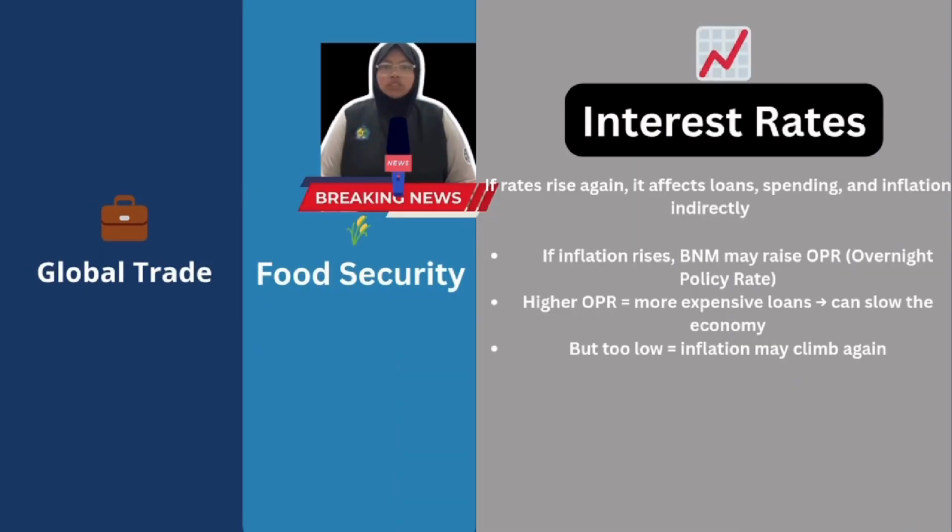Third, we must watch interest rate decisions. A sudden hike, whether local or global, could affect borrowing costs, business investment, and household spending, all of which feed back into inflation. In short, while inflation is likely to stay manageable, it depends heavily on how well we adapt our policy to global and domestic conditions.